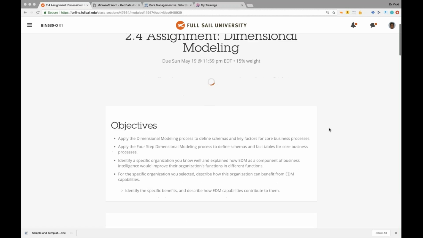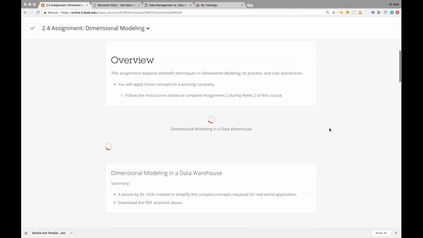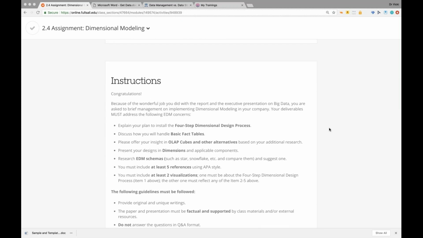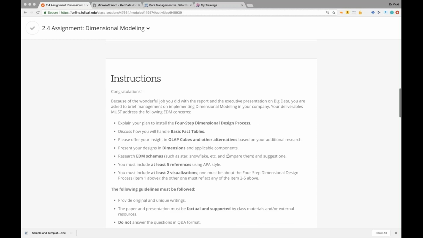And then on the assignment, it's just dimensional modeling again. What you will be doing is creating a plan. Make it up, basically. Because of the wonderful job you did in week 1, you're going to brief management now on implementing a dimensional model in that company. Under a heading, you will explain the 4-step dimensional design process.